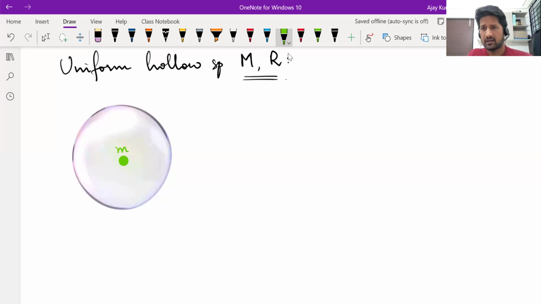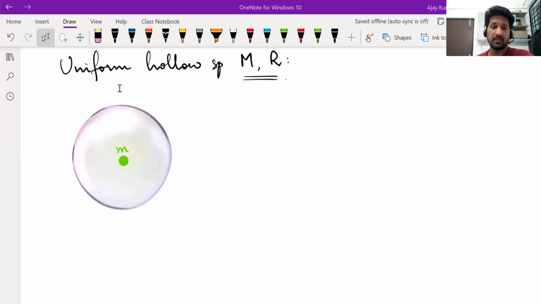Any idea, anyone? How can we find out the gravitational potential energy between the hollow sphere, which is a bubble, and the particle inside? Any ideas? Think about it. I'll give you a minute. Any ideas, anyone?